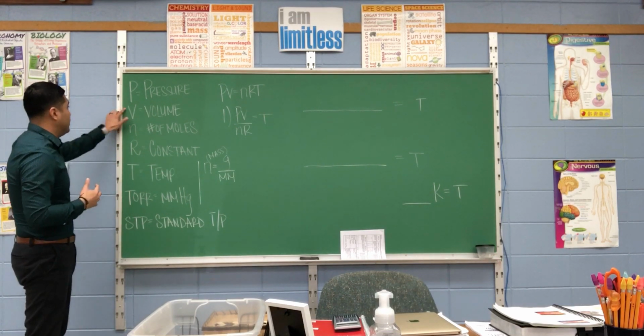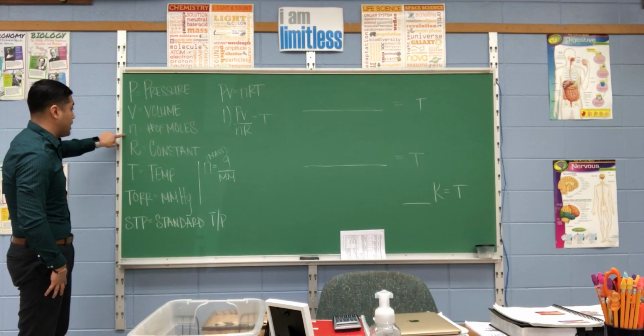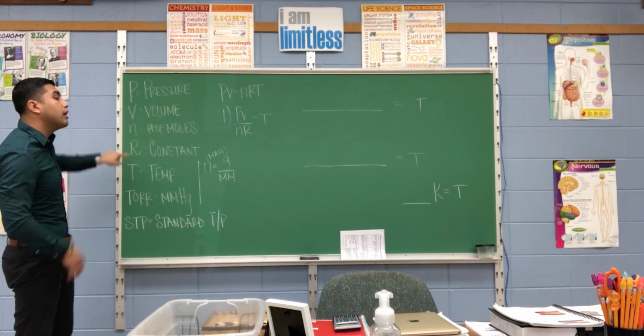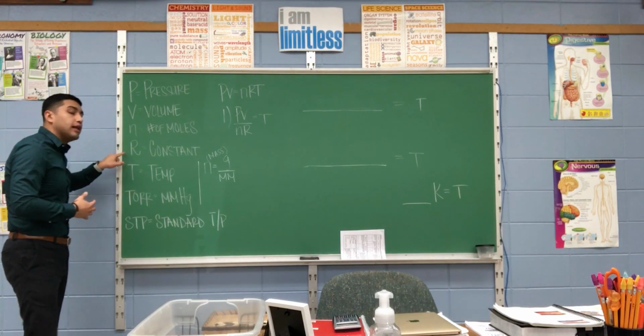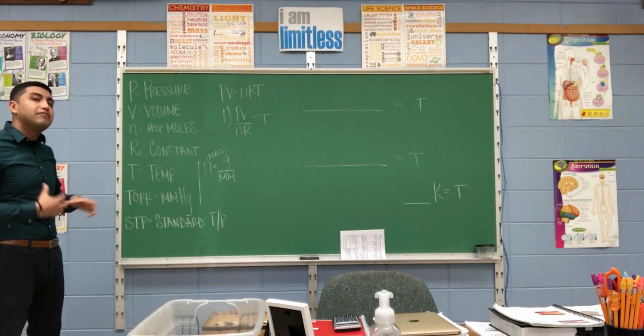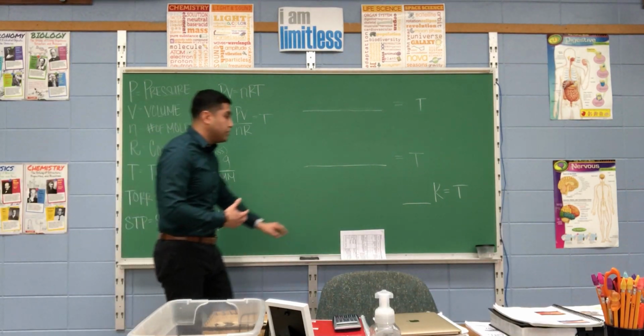So, PV equals nRT, pressure, volume, number of moles. We're familiar with that now. And then temperature. Your R is a constant. It's always given to you. You do not solve for R. It's given to you already. R is a constant. Where is it given to you?